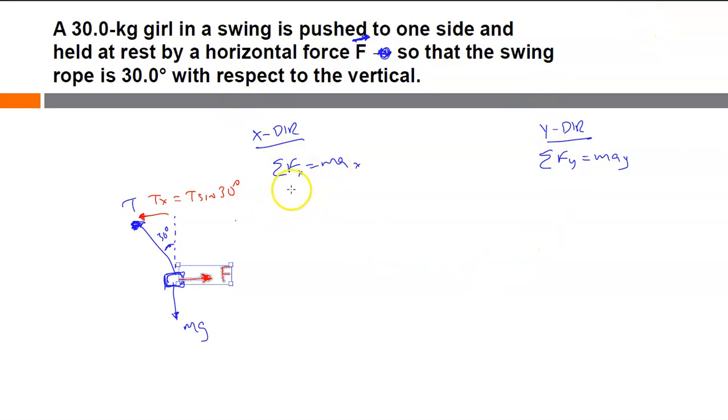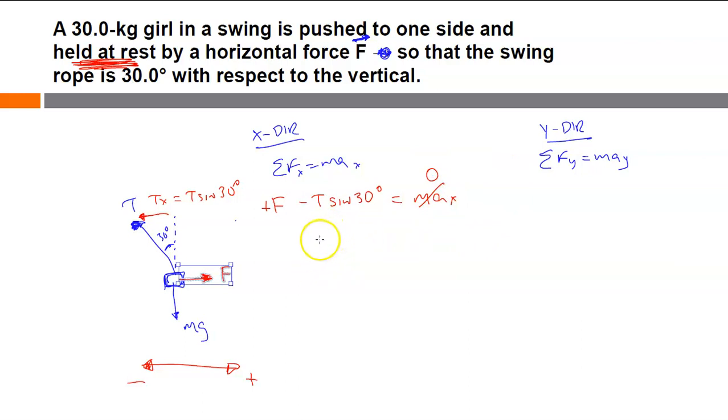F pulls to the right, we'll call that positive. I'm thinking about a coordinate system for the X direction that looks like this. Anything to the right gets a plus sign, so that would be F. Anything to the left gets a minus sign. And that would be equal to the mass times the acceleration in the X direction, just copying the right-hand side here. We're just holding her here. She's held at rest. Nothing is moving here, so the acceleration is 0.